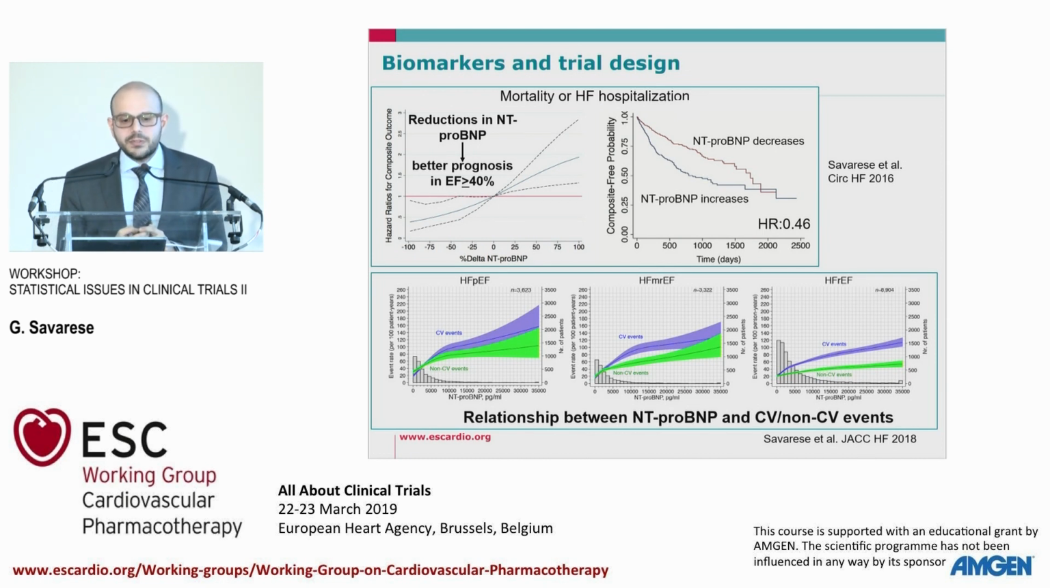So here we show that a feasible NT-proBNP cutoff in HFrEF may be a lower NT-proBNP level as compared with HFpEF, because in HFrEF a lower NT-proBNP level is able to discriminate patients at high risk of cardiovascular events as compared with risk of non-cardiovascular events. Whereas, as you can see in HFpEF, the curves are more or less overlapping, and in order to have these curves diverging, we need much higher levels of NT-proBNP. So in HFpEF trials, higher NT-proBNP levels may be used in order to enrich the population for cardiovascular events.